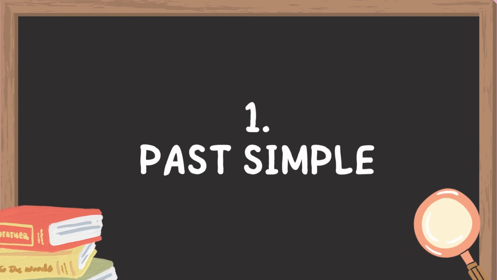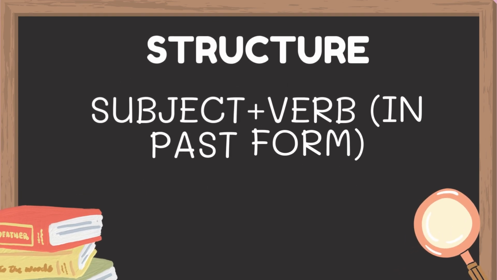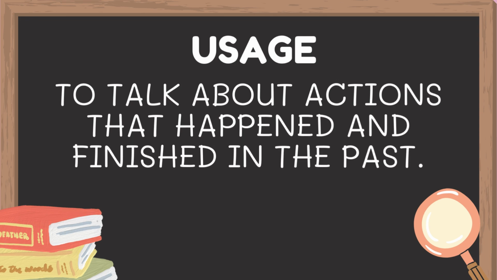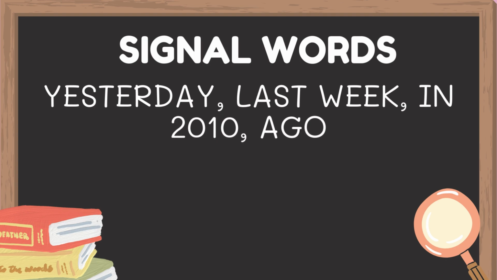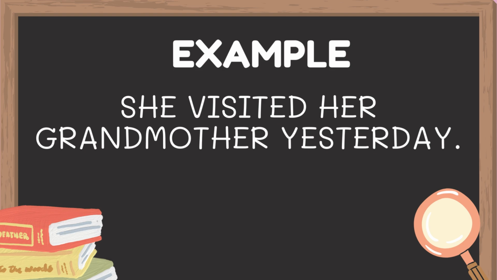Firstly, the past simple tense. Structure: subject plus verb in past form. Usage: we use past simple to talk about actions that happened and finished in the past. Signal words: yesterday, last week, in 2010, ago. Example: she visited her grandmother yesterday.